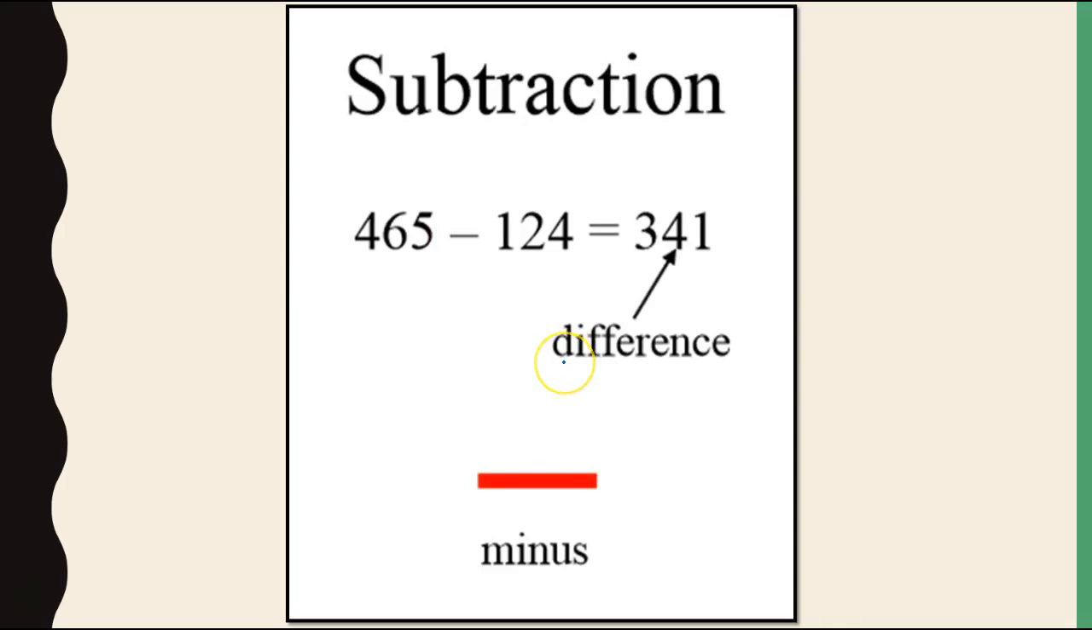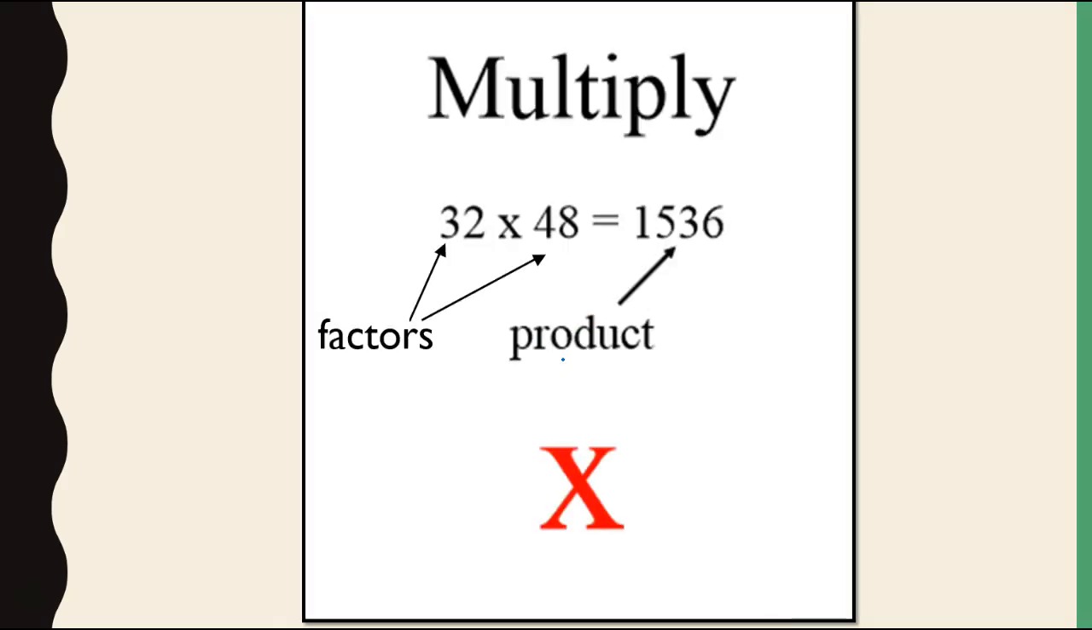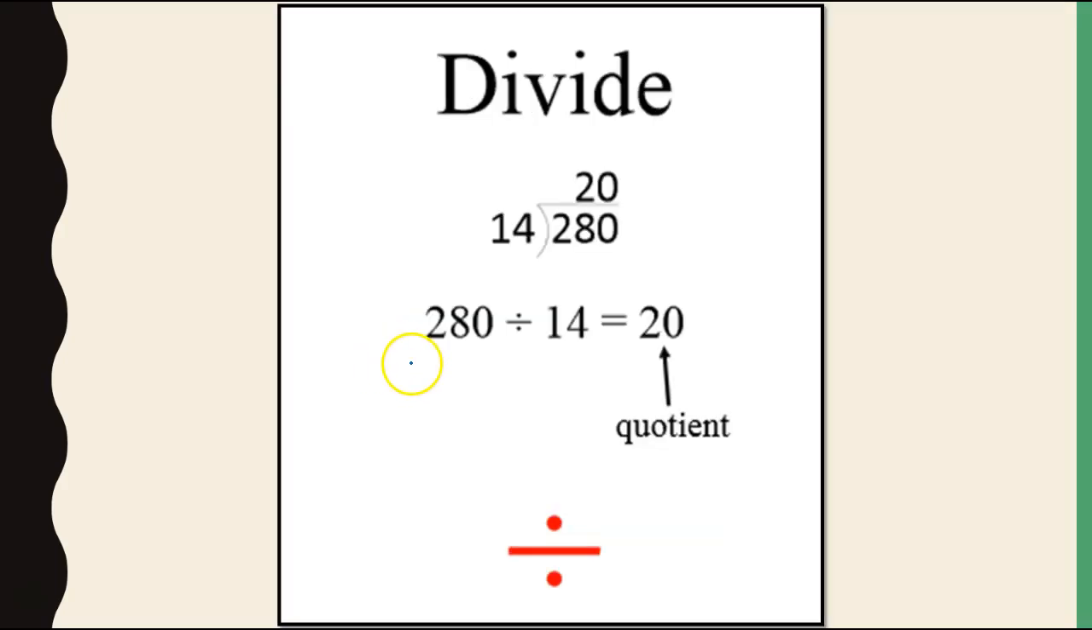The difference is the answer to a subtraction problem. Product is the answer to a multiplication problem. And the factors are the two numbers that you multiply. And finally, a quotient is the answer to a division problem.